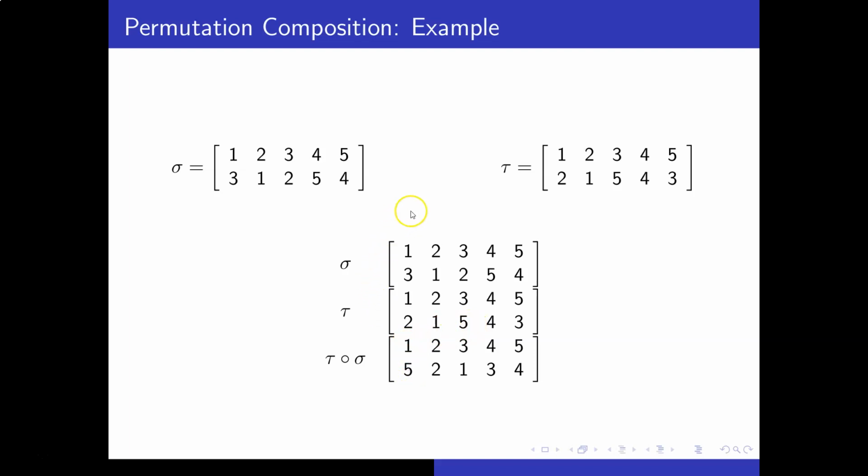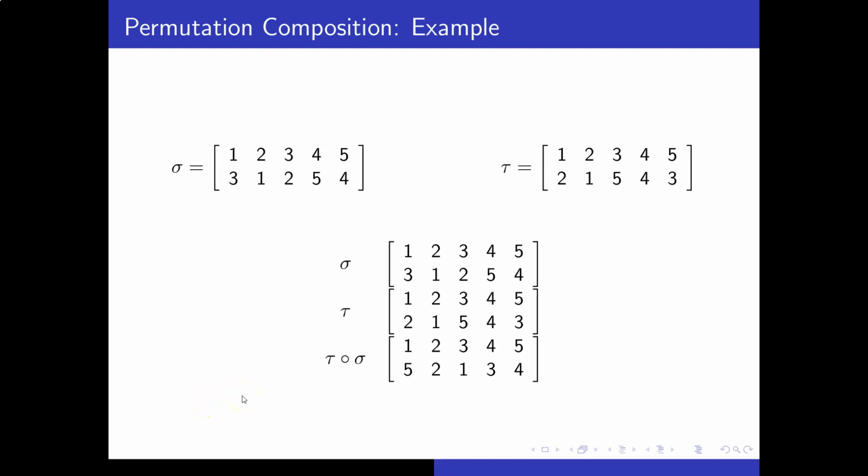And then lather, rinse, and repeat. 2 goes to 1, 1 goes to 2, so 2 goes to 2. 3 goes to 2, 2 goes to 1, so 3 goes to 1. 4 goes to 5, 5 goes to 3, so 4 goes to 3. 5 goes to 4, 4 goes to 4 again, so 5 goes to 4 in total.